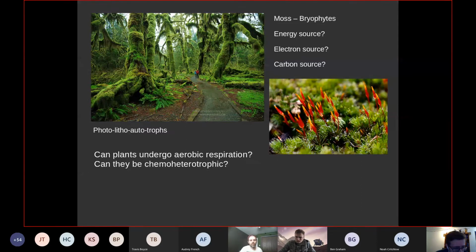If they're photolithoautotrophs, what is the point of being a chemoheterotroph? Diversity. All plants do this. I imagine it's kind of how they respirate. Like they take the chemicals that they've made and then they break them down, sort of. That's my guess. Yeah, that's right.